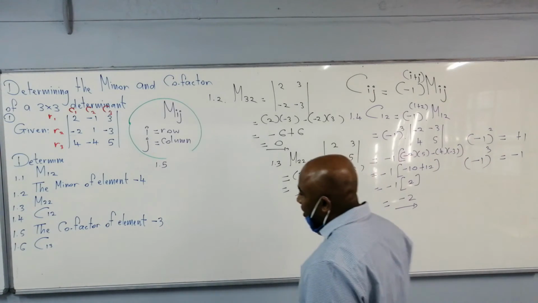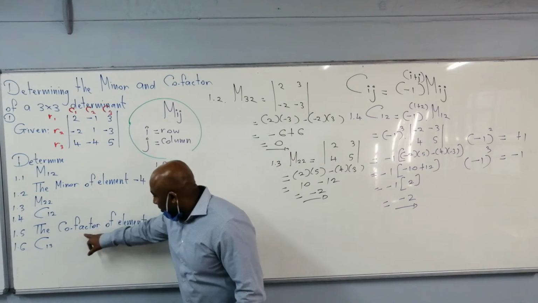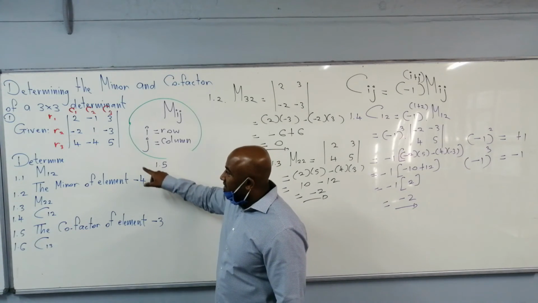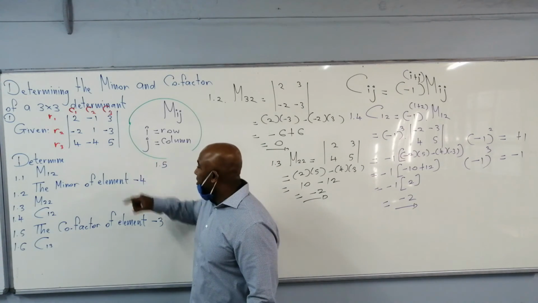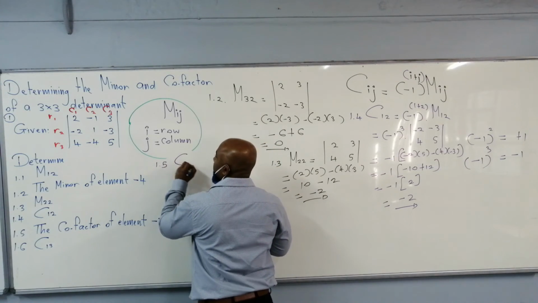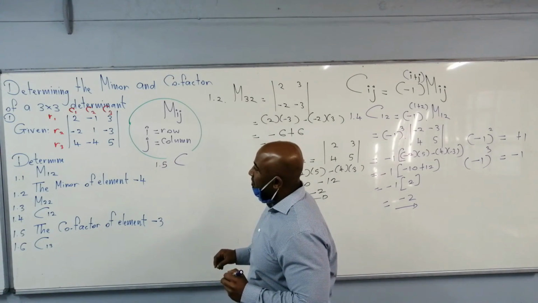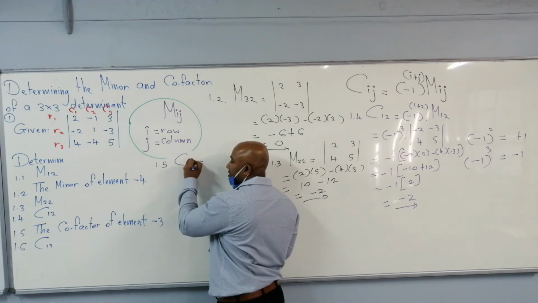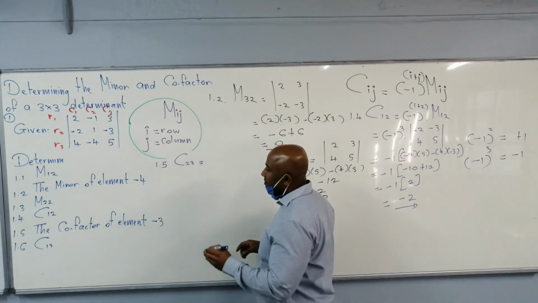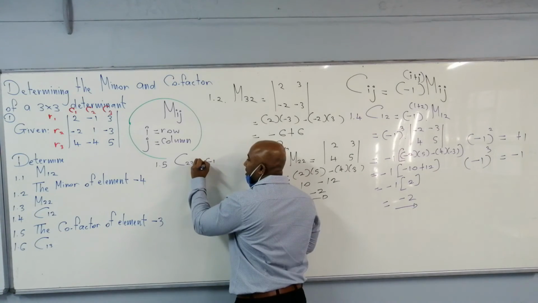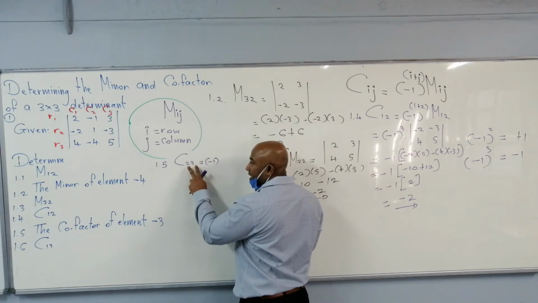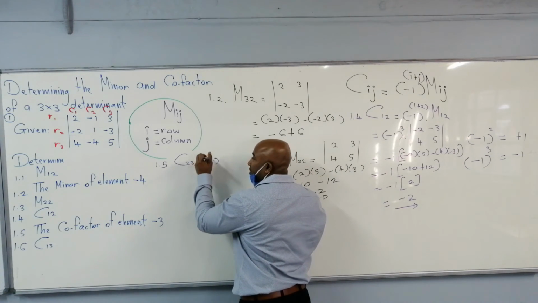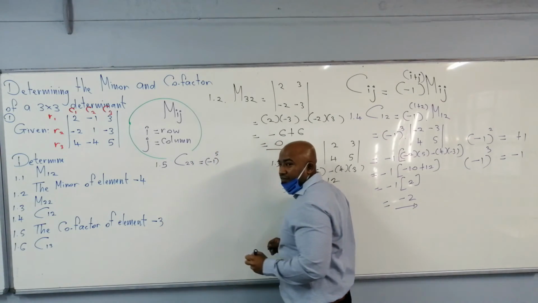Right, so 1.5, the cofactor of element negative 3. So there's negative 3. Which row and which column is that? Row 2, column 3. So that's C23. To work out the cofactor, it is minus 1 to the power of, you add this up, i plus j. So 2 plus 3 will be 5.